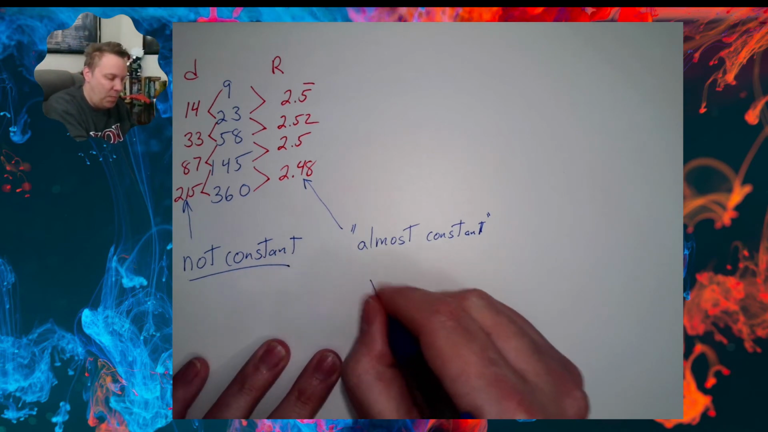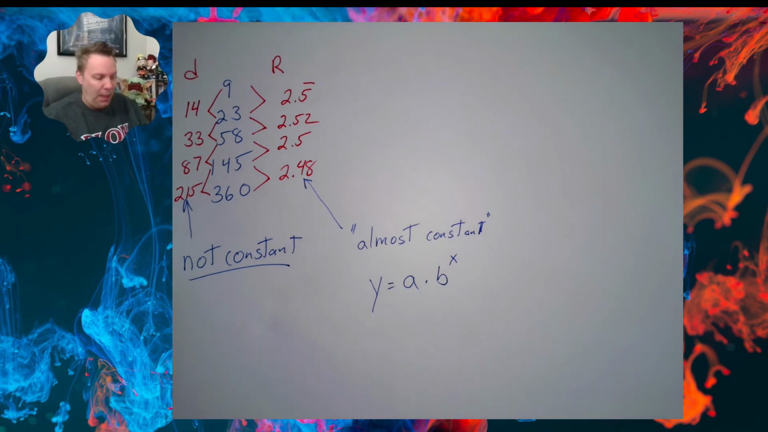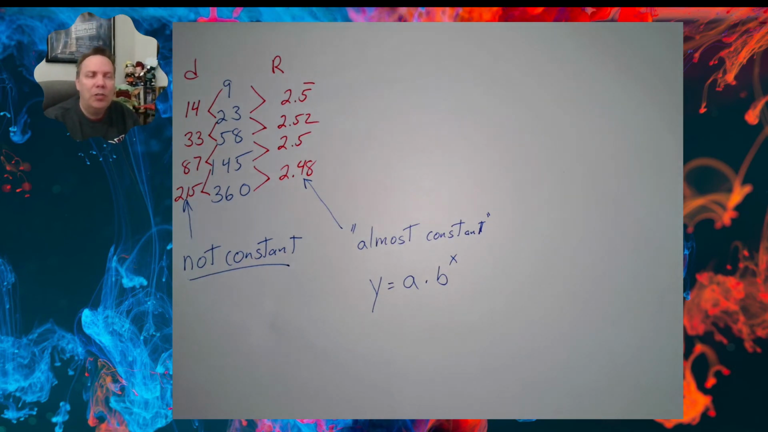So remember, our model is going to look like a times b to the x power. How do we figure out the a and the b? Well, since it's almost constant, I suggest that you go into Desmos. So bring up Desmos, start a table with these in there. And just be warned, there's a little technical detail that I will be doing in Desmos to make our numbers a little bit easier to read. All right, let's go to Desmos.